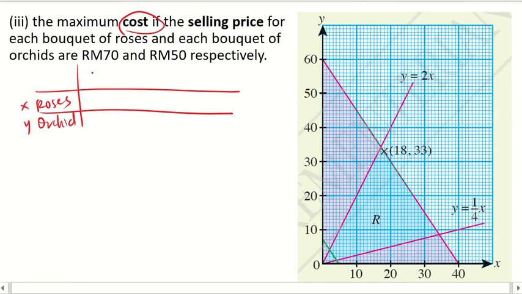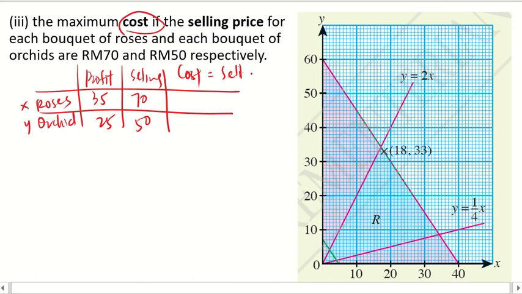Roses x, orchid y. Okay, profit. From the question just now, the second one, you know the profit for the rose is 35 ringgit, then the orchid is 25 ringgit, right? They give you the selling price. The selling price is 70, 50. Okay, then what is your cost? Cost is equal to the selling price minus the profit, right? So it's 70 minus 35, 35. 50 minus 25, 25. So you have to find your new k function equal to 35x plus 25y.